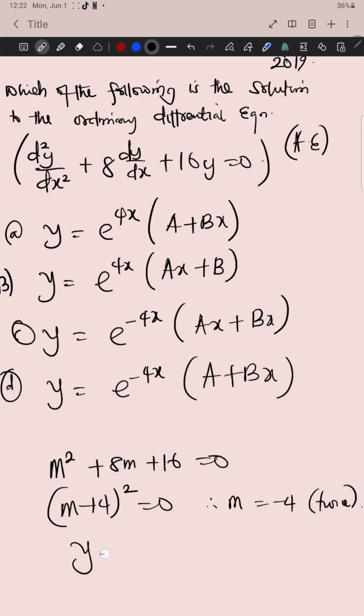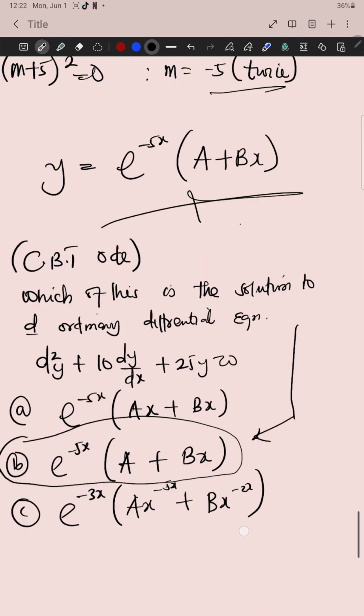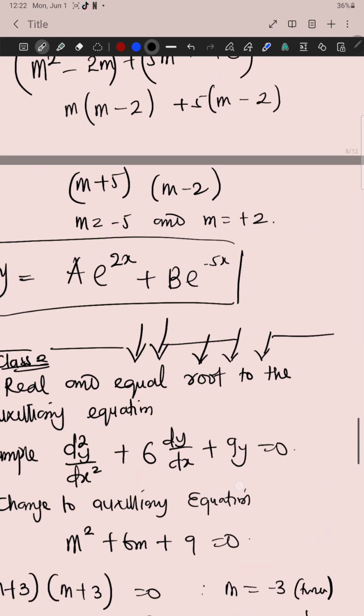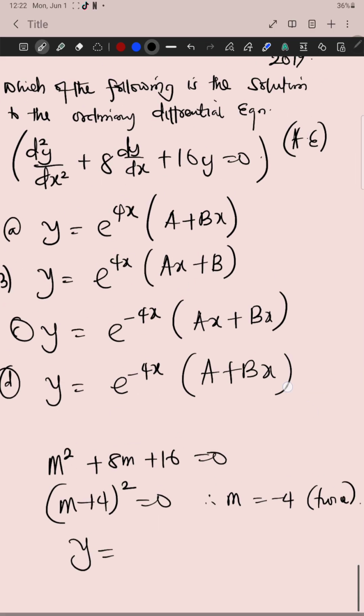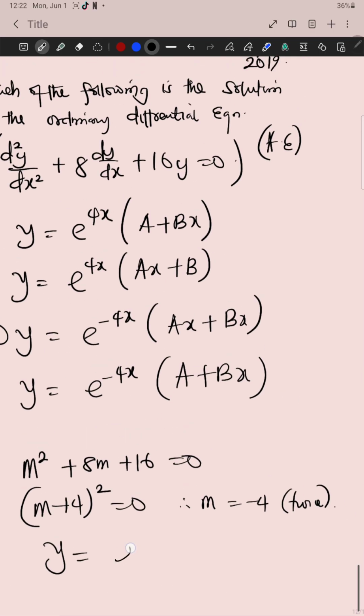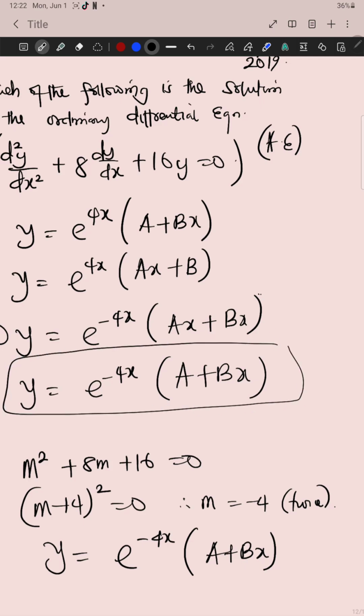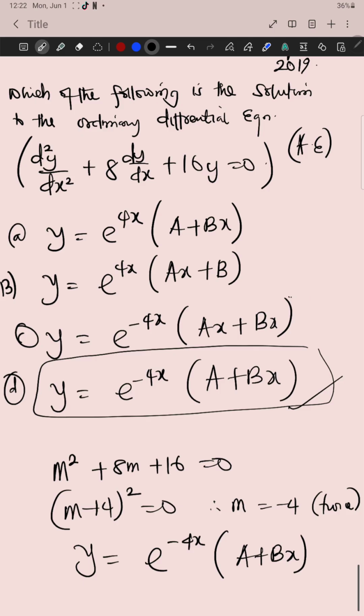And so from here you know that when they are real and equal roots, then you can say that y is equal to e to the power of minus 4x into bracket a plus bx. You can see that minus 4x into bracket a plus bx. So the answer is this. Option D is the correct answer. Is that clear? So that was why I was able to walk you through the steps needed.